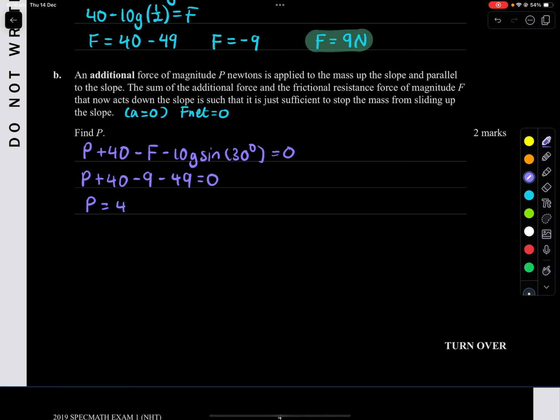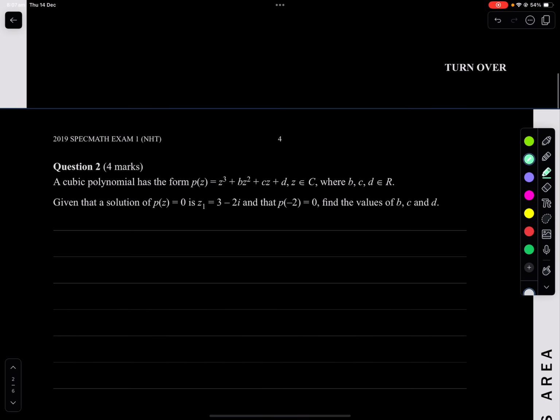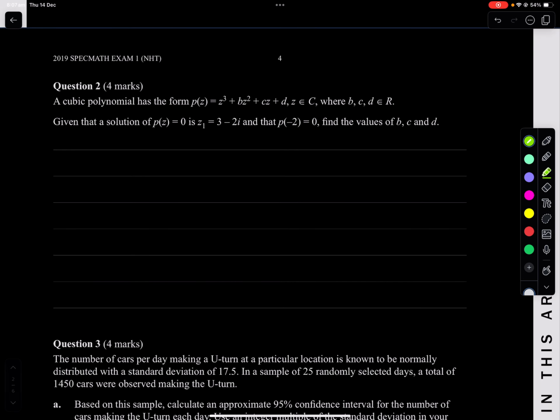So it will be 49 minus 40 plus 9. So that'll be 18. Overall, your force will be 18 newtons. Great. That's it. Let's move on to question 2.